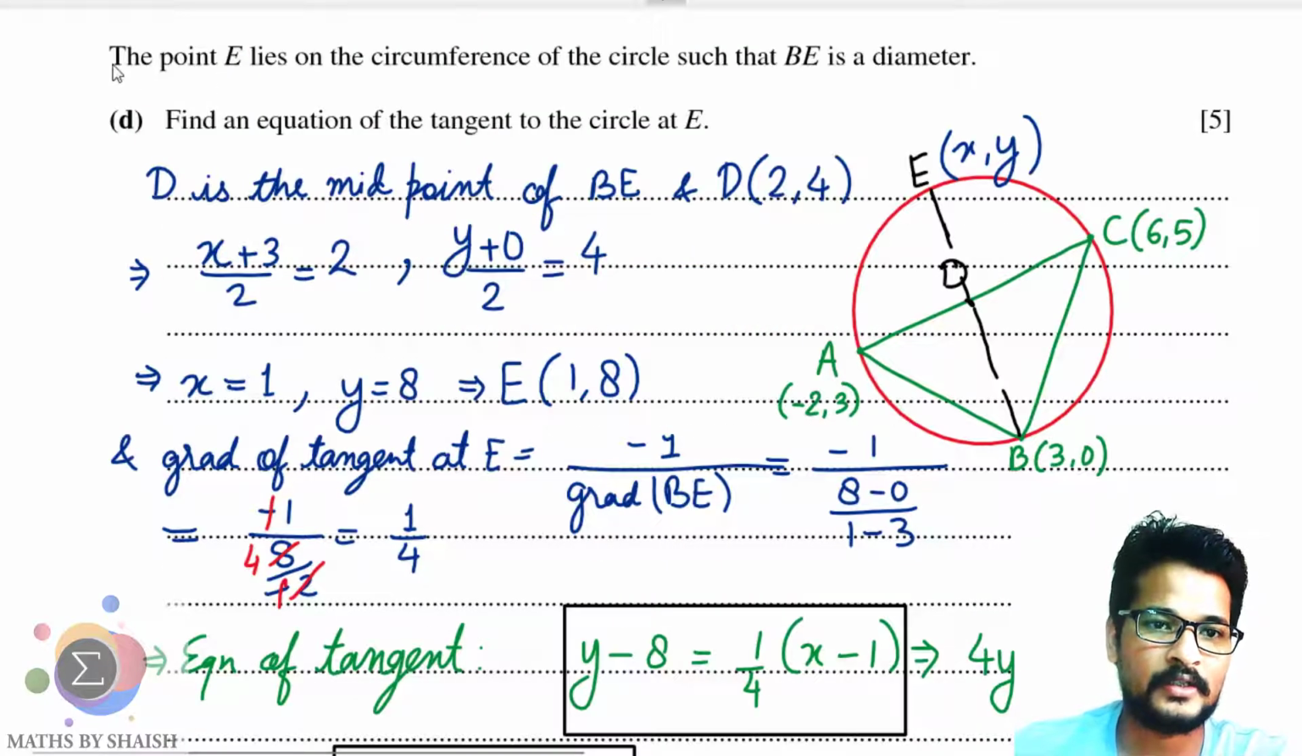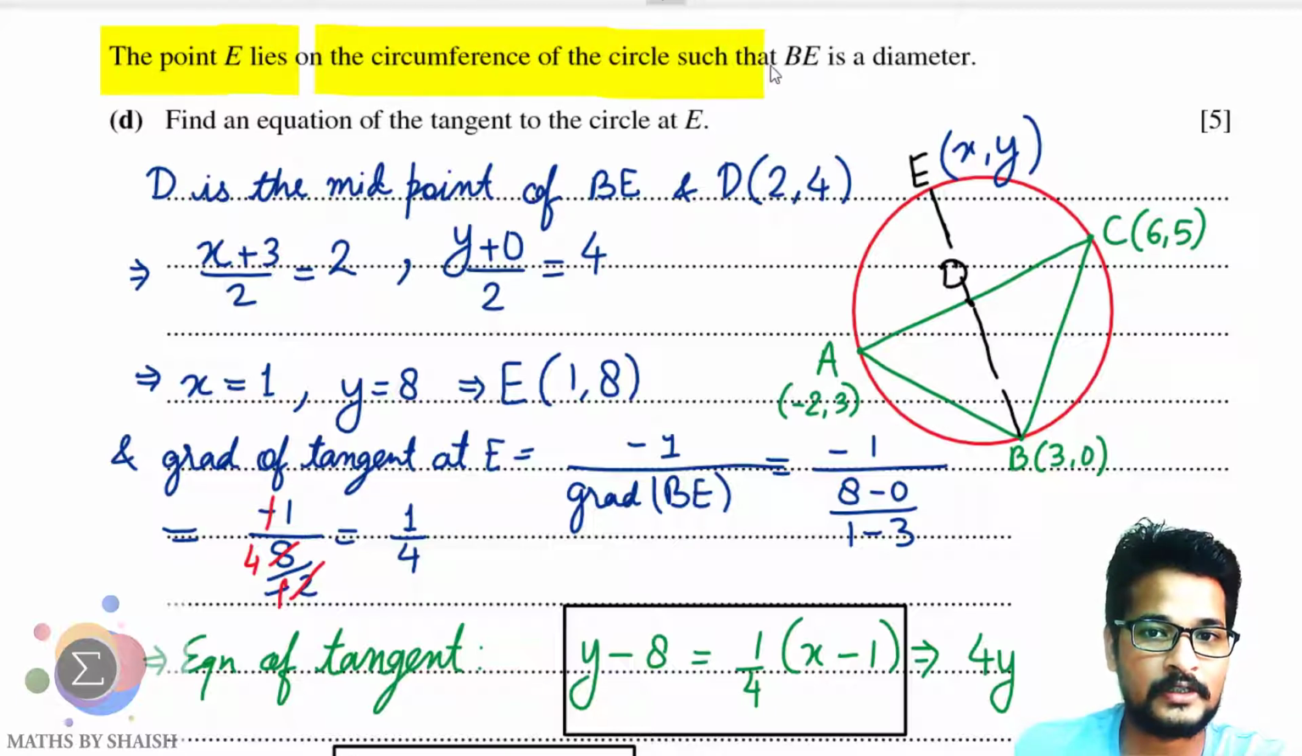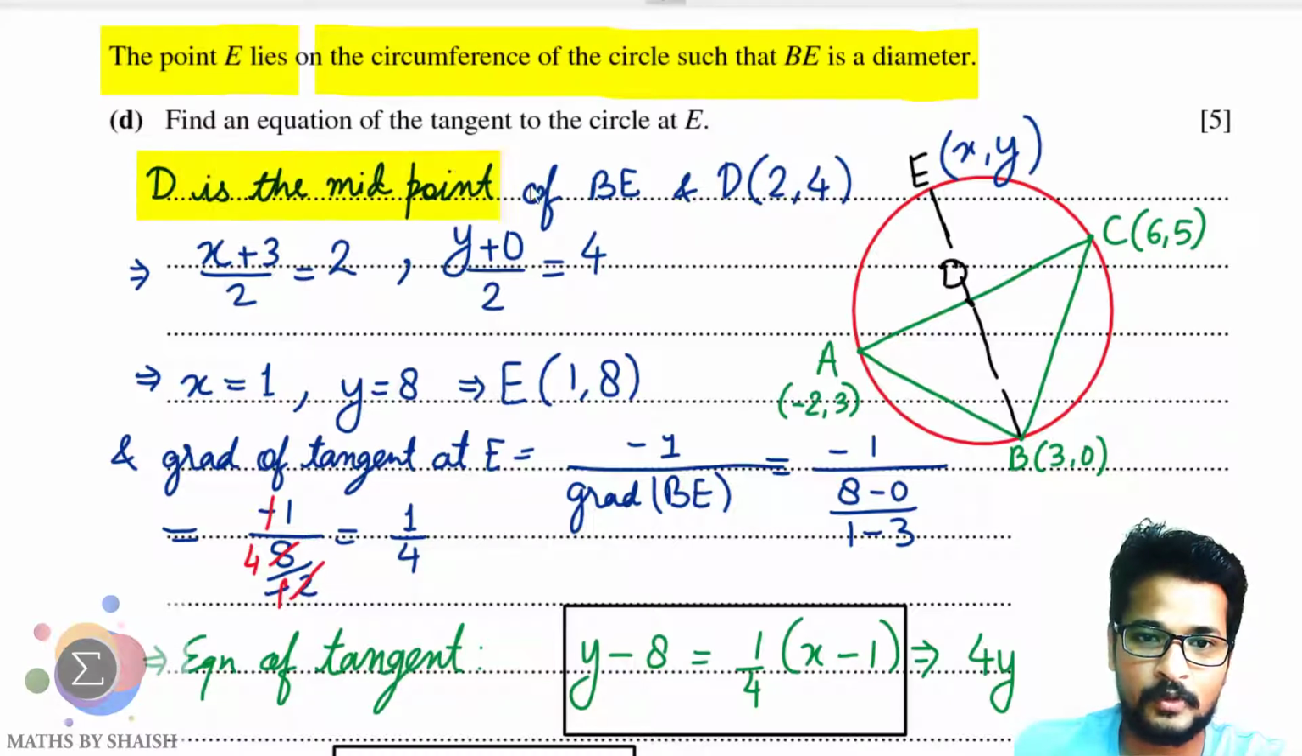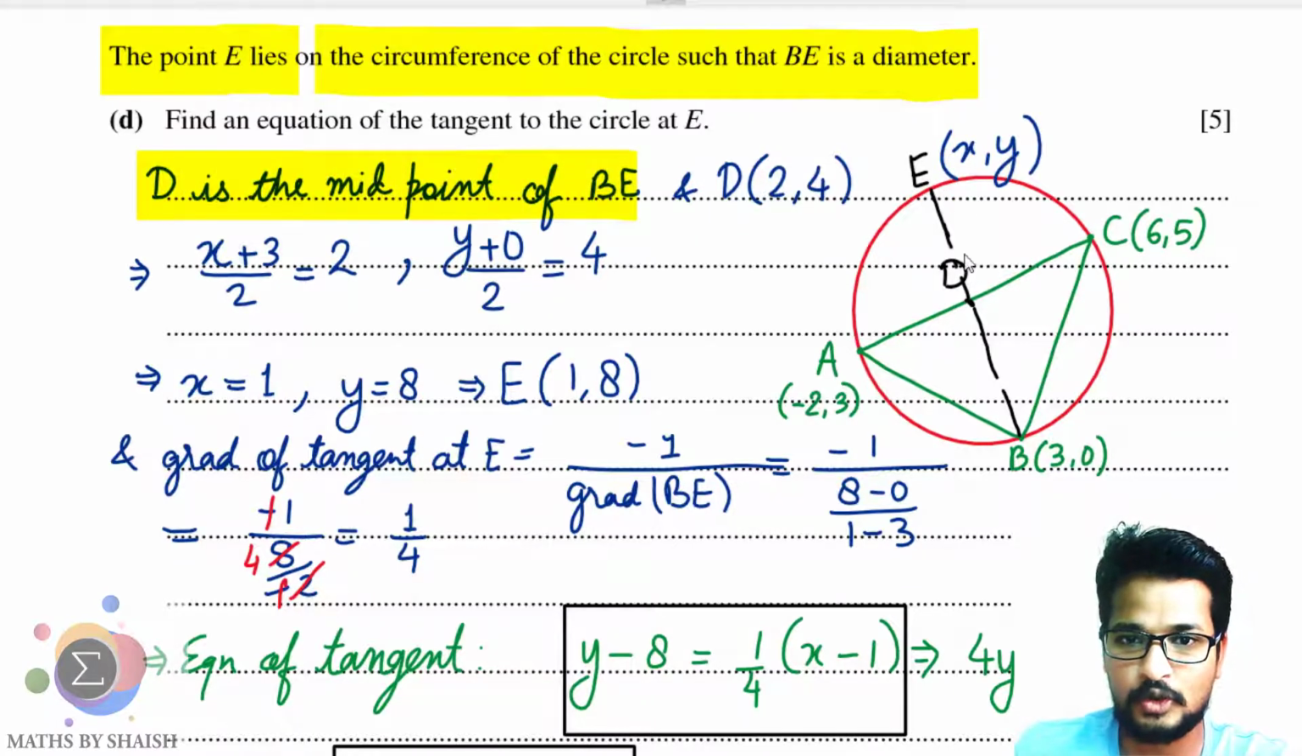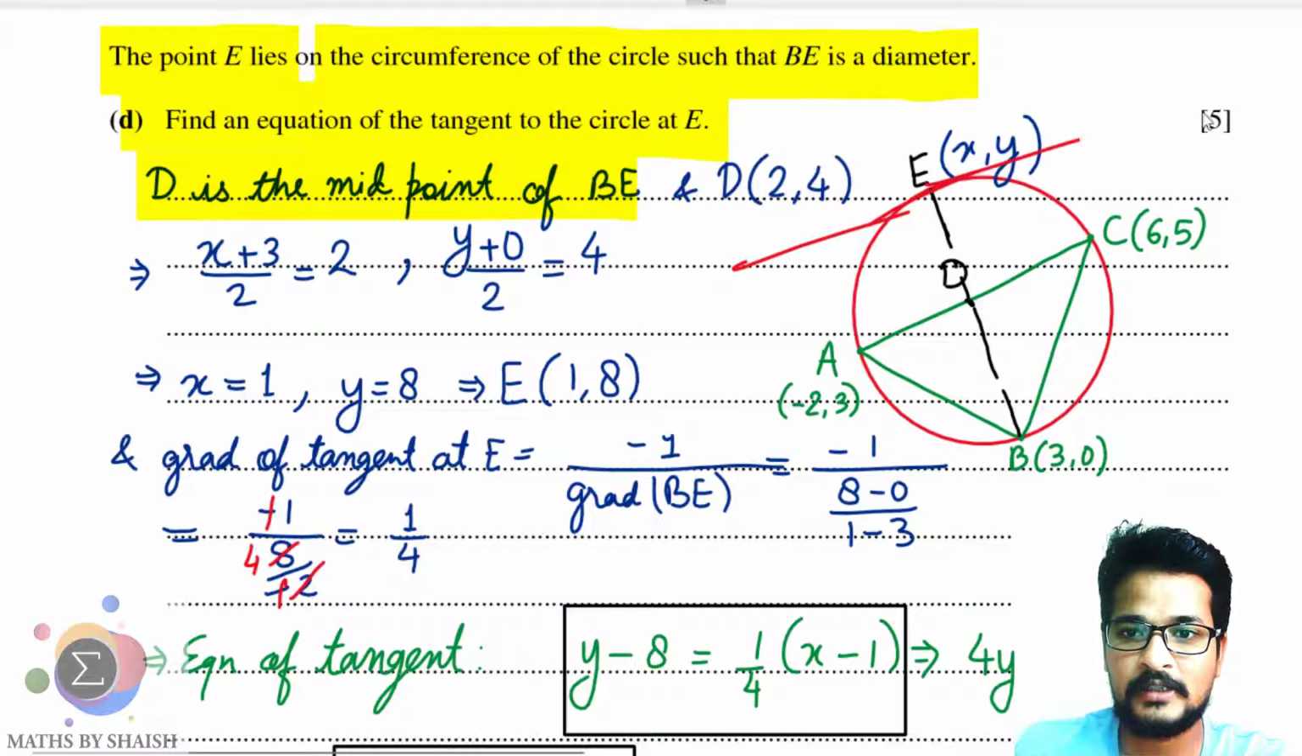Now here's the second last part. The point E lies on the circumference of the circle such that BE is the diameter. Now D is the midpoint of BE, we know, since it is going to be a diameter. We need to find the equation of the tangent to the circle at E. Let's say this is the line, this is a tangent.